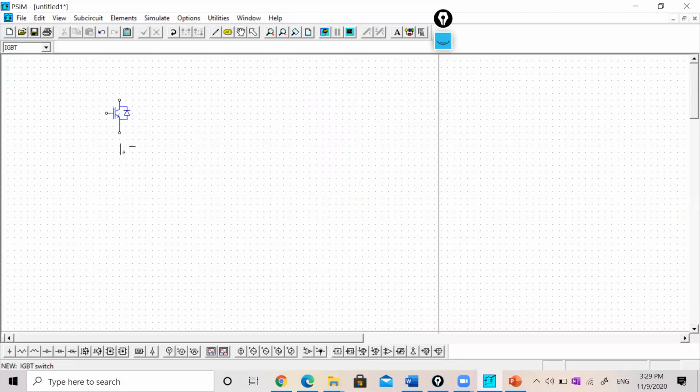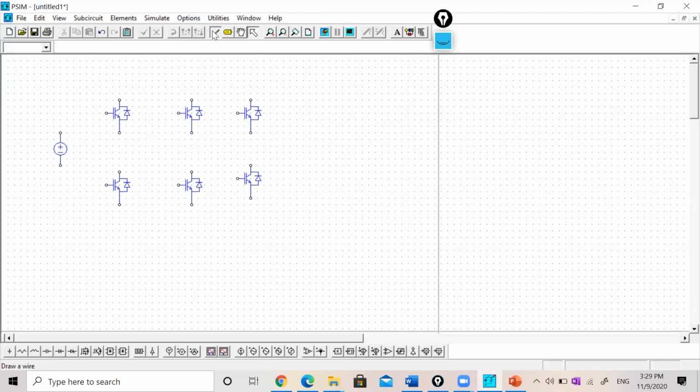I will need 6 IGBTs for my circuit as it is a three-phase configuration. Plus you can see here the feedback diode. What is the difference between a feedback diode and a freewheeling diode? The freewheeling diode is connected across the load, whereas this feedback diode is connected across this switch, this transistor. So these are the main elements that we are going to need.